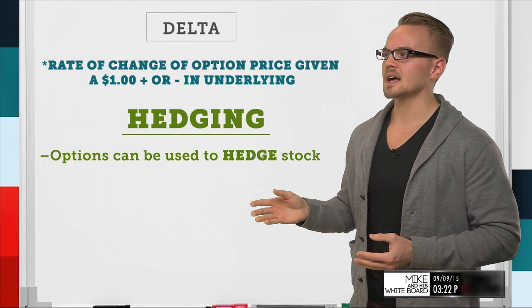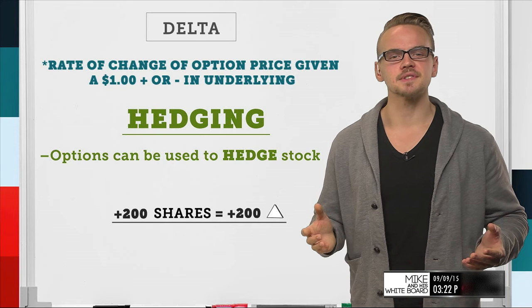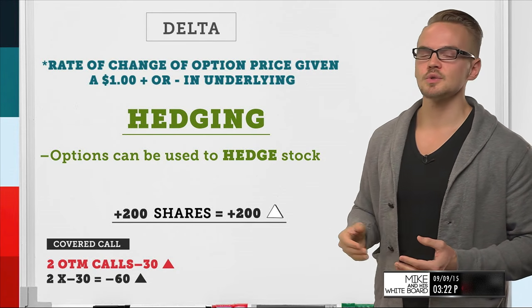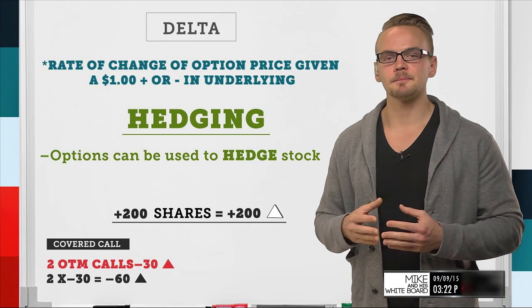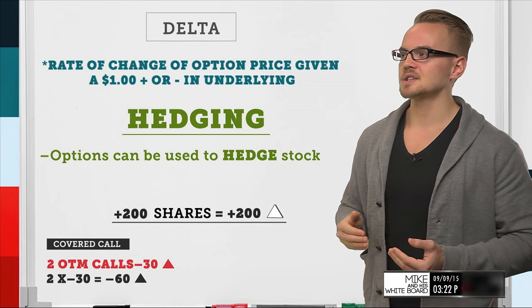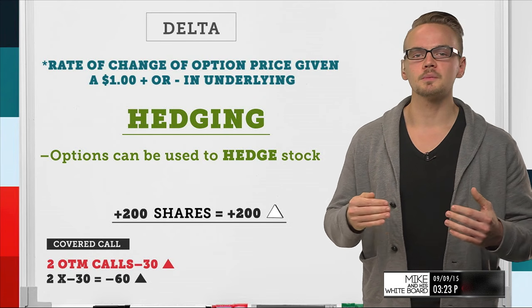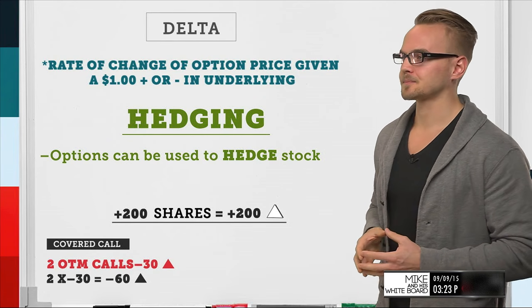So if we look at a couple of examples here with hedging, let's say I've got 200 shares of stock, which is going to give me 200 deltas. And that's because if I have 200 shares of stock and the underlying goes up $1, I should see a profit of $200. And that's just because I have one-for-one movement since I actually own the stock.